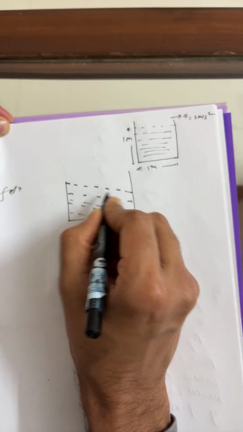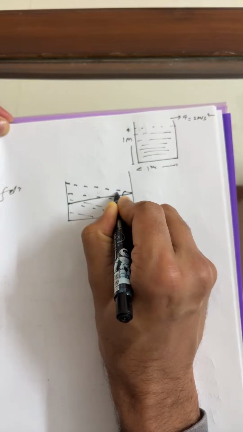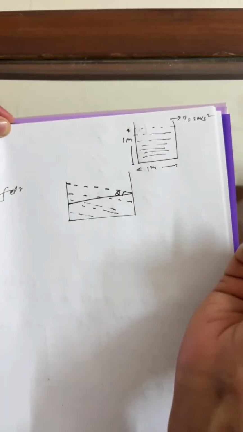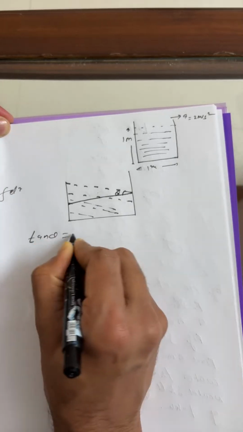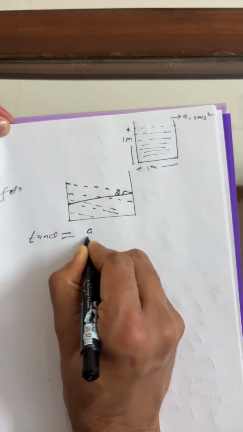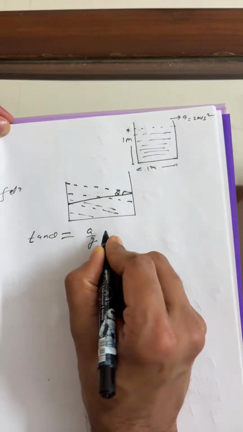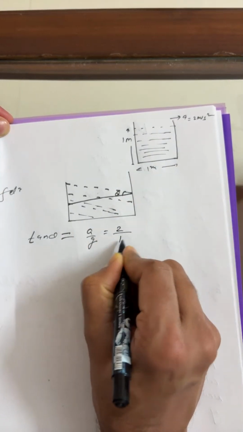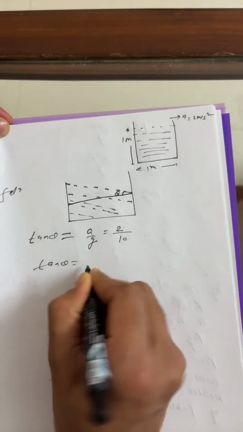So students, first you can find this theta from the free surface. I hope we remember, I proved the result: tan theta is a by g. Now what is a here? This is 2 by 10, g can be taken as 10. So finally tan theta is 1 by 5.